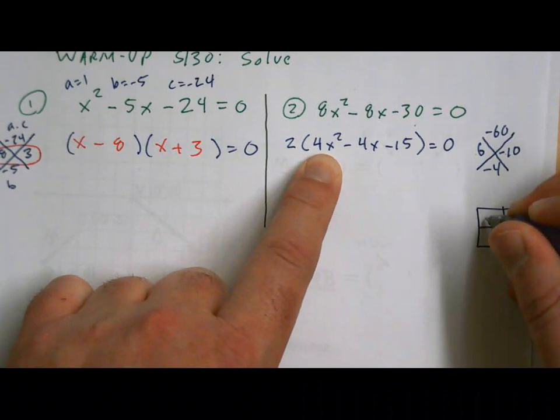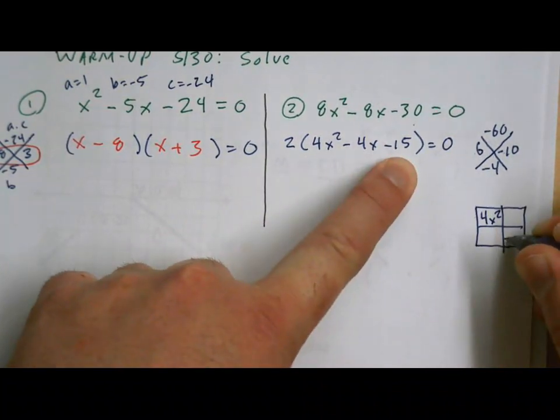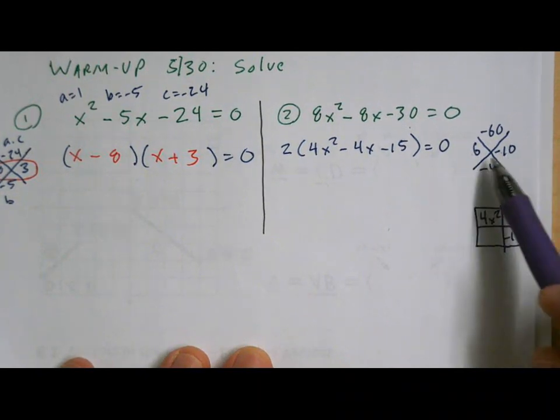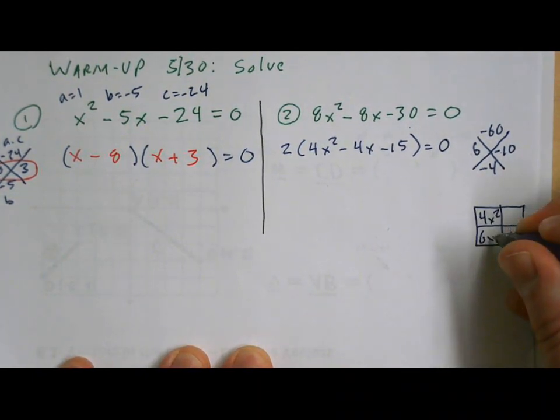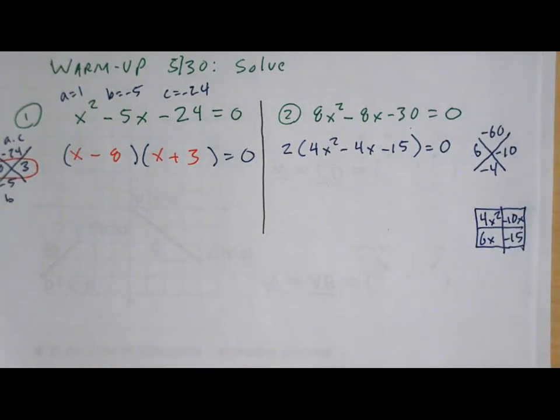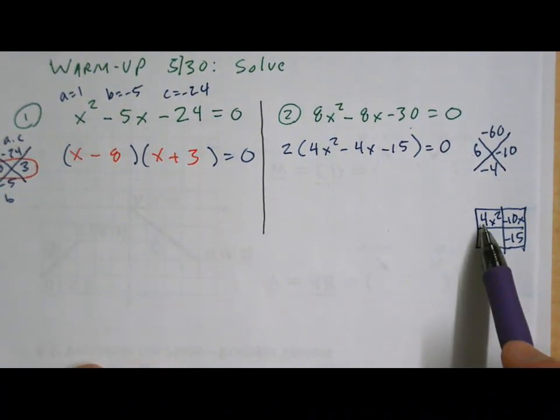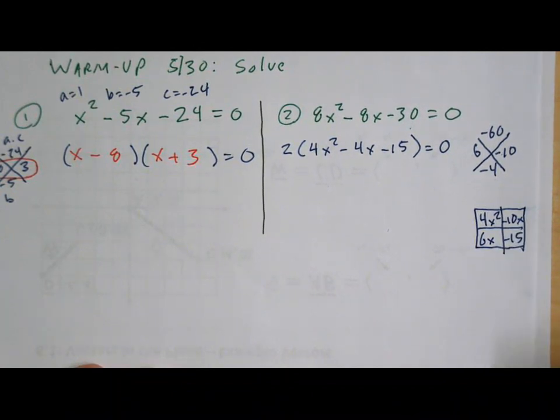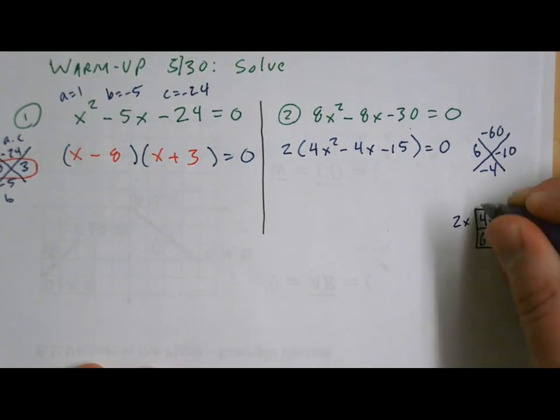So let's fill in the part from the original problem. We had a 4x squared, and we had a negative 15. And then the other two corners come from the x. 6x and negative 10x. Now we need to find our outside numbers to make all this work. So focusing on the top row, what's the biggest number you can think of that goes into both 4 and 10? 2? 4 doesn't go into 10. So it's 2, yeah. So that's 2x. So that would make this 2x also.